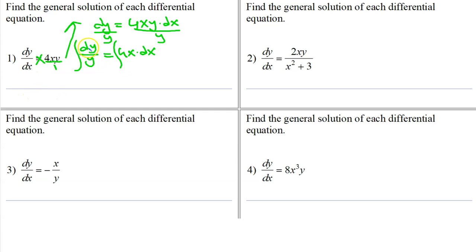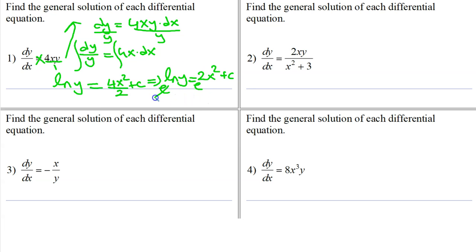So we know that the integral of dy over y is equal to just natural log y, equals the integral of 4x by applying the power rule. So it's going to be equal to 4x squared divided by 2 plus c. If I simplify this a little bit, we get natural log y is equal to 2x squared plus c. Alright, so as you can see, the variable y is not by itself, so we have to isolate it. The only way we can isolate it is to exponentiate both sides.